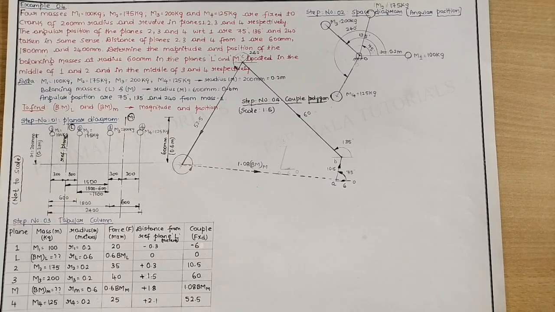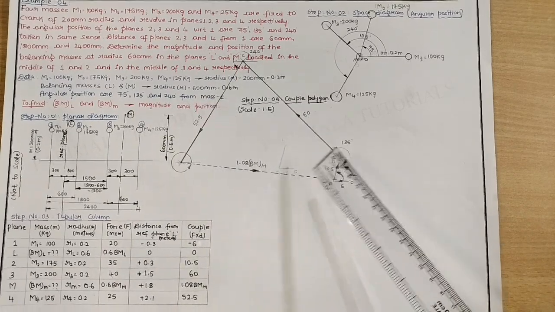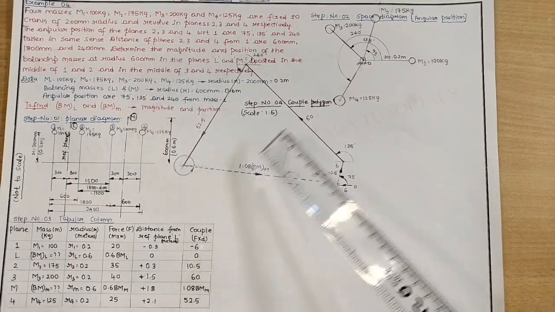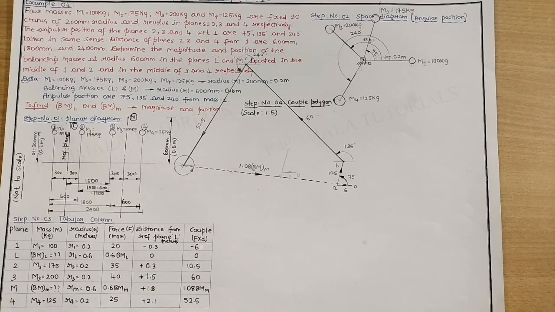So this completes the couple polygon. So what is the mistake we have done? Yeah, actually it's not a mistake. So what is it that could have been avoided? This couple polygon would have been drawn in such a way that it is not merging with the data. What is the best we could have done?